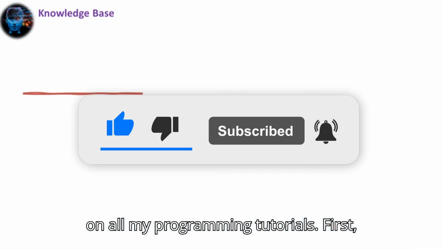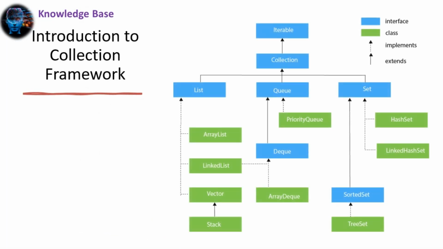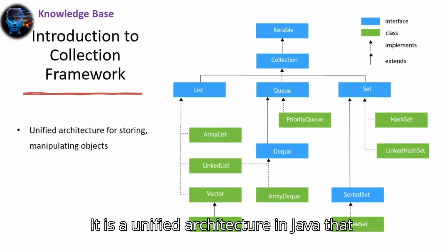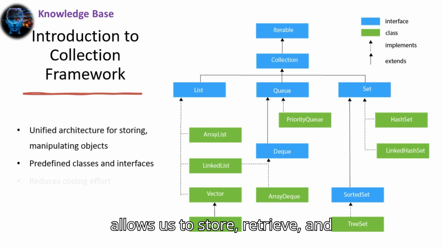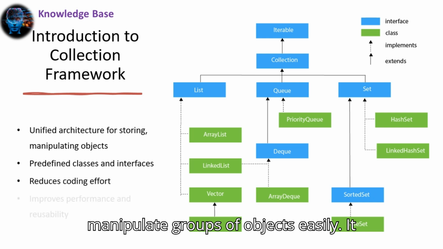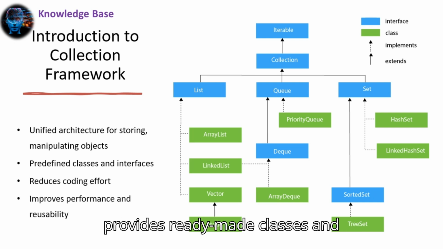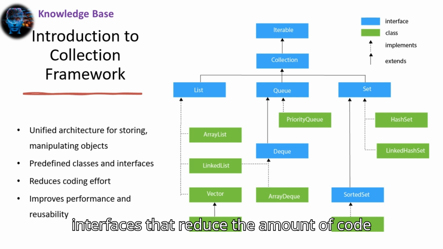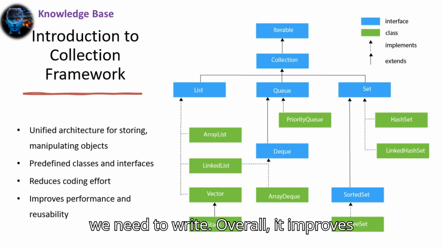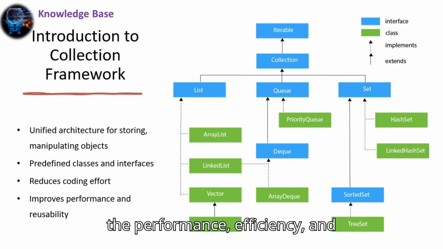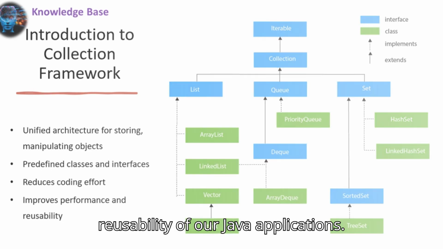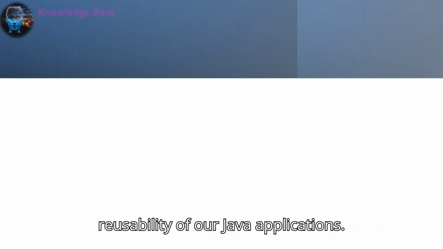First, what exactly is the collection framework? It is a unified architecture in Java that allows us to store, retrieve, and manipulate groups of objects easily. It provides ready-made classes and interfaces that reduce the amount of code we need to write. Overall, it improves the performance, efficiency, and reusability of our Java applications.